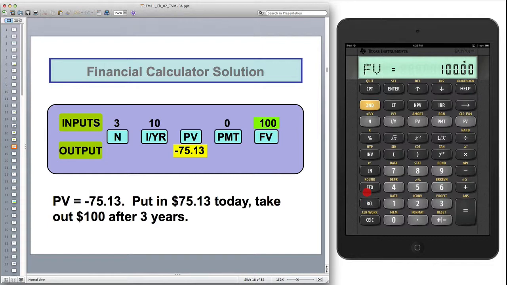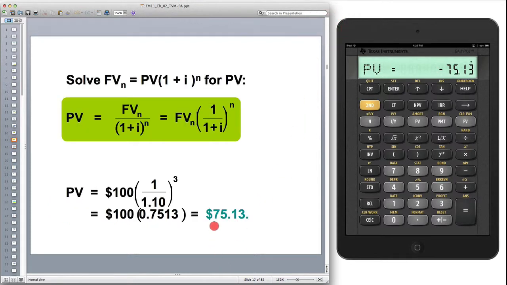What is the current value of that? Do not hit the PV button. Hit compute PV. CPT stands for compute. Compute PV. And that's 75.13, which is exactly what we got by an application of the core formula, which is underlying the present value calculation, which is embedded in the calculator.